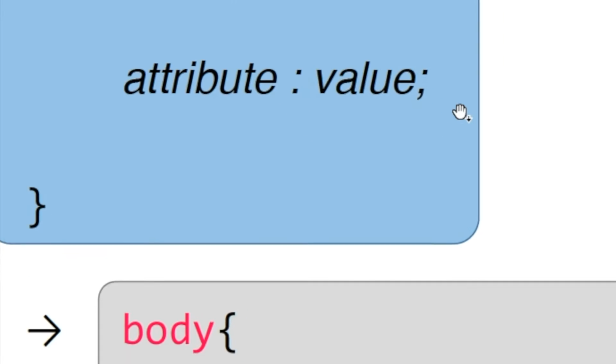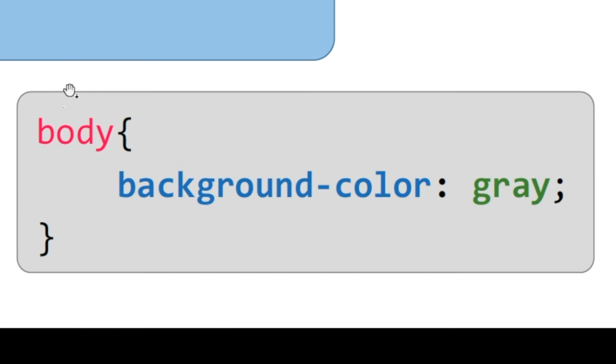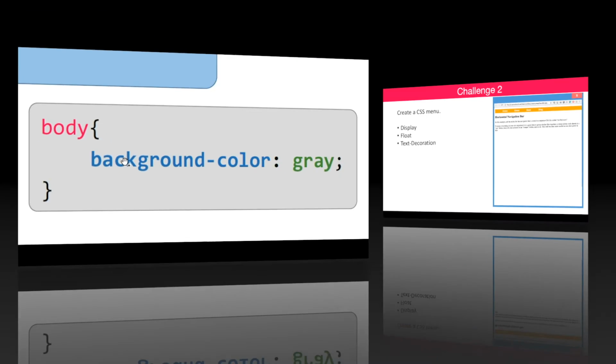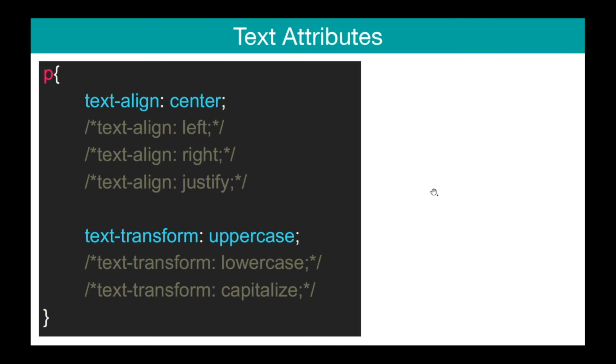To give you a real world example, if we wanted our page to have a grey background like this, we'd style the body tag and give it a background colour of grey. First thing I want to focus in on are the various different text properties. So we're going to create a little dummy paragraph of text, and we're going to change the alignment and the text transform properties.